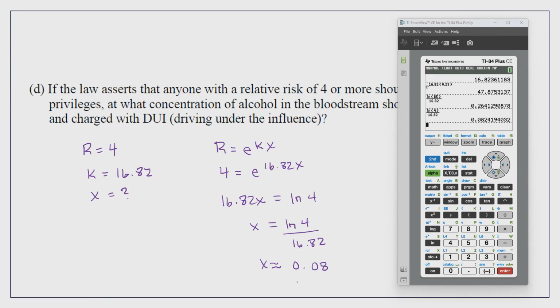So this means that a driver with a BAC of 0.08% or more should be arrested and charged with a DUI. Okay, so note that in most states, actually, the blood alcohol content at which a DUI citation is given is 0.08%. So this is very relevant to our real world today. All right, so that concludes section 4.4.